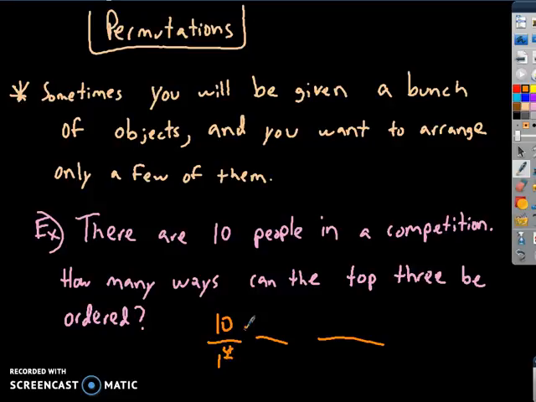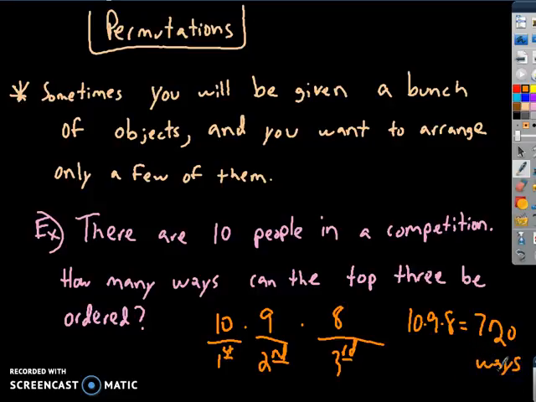And if that person got first place, there are only 9 other options of people who can get second place. And of those who have already been selected, there are only 8 other options to choose from for third place. So the number of different ways is 10 times 9 times 8, which is 720 ways. All right, so this is one way of using counting principles.